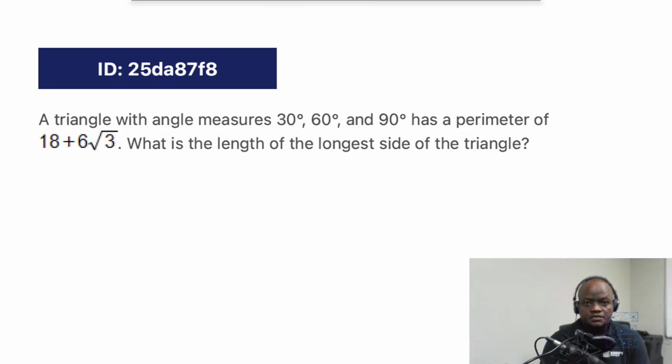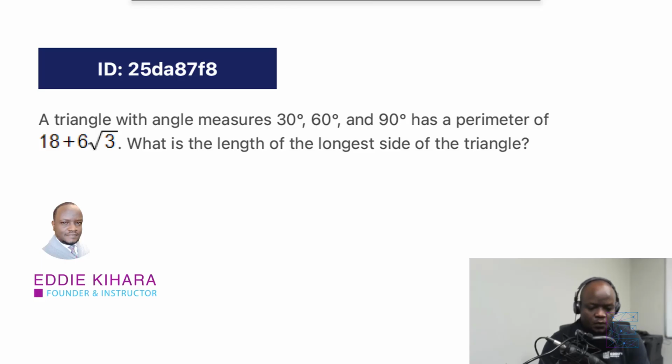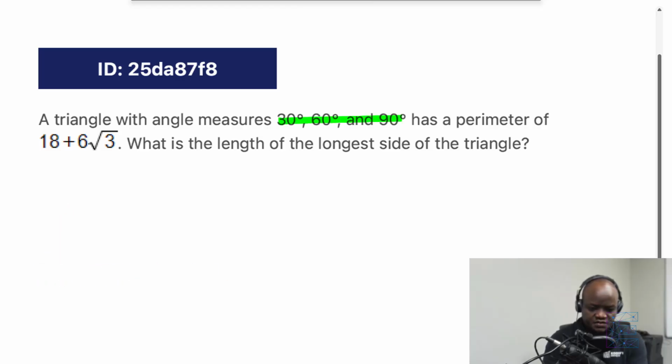A triangle with angle measures 30 degrees, 60 degrees, and 90 degrees has a perimeter of 18 plus 6 root 3. What is the length of the longest side of the triangle? Okay, so right off the bat, we know that we have a 30, 60, 90 triangle. That's one of the two special right triangles.